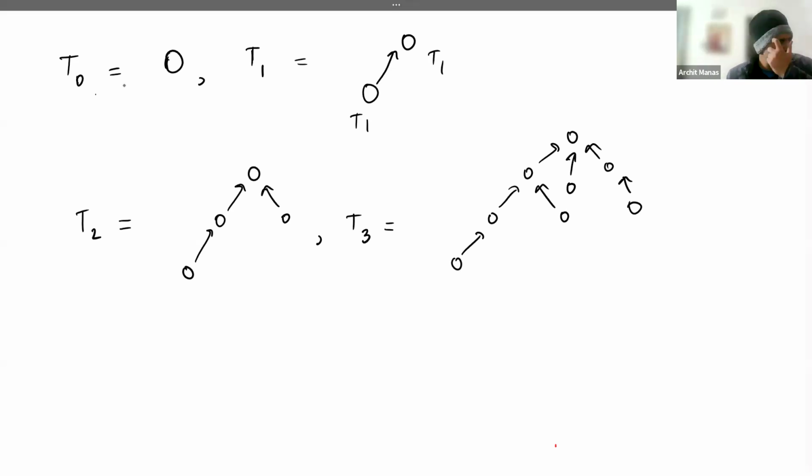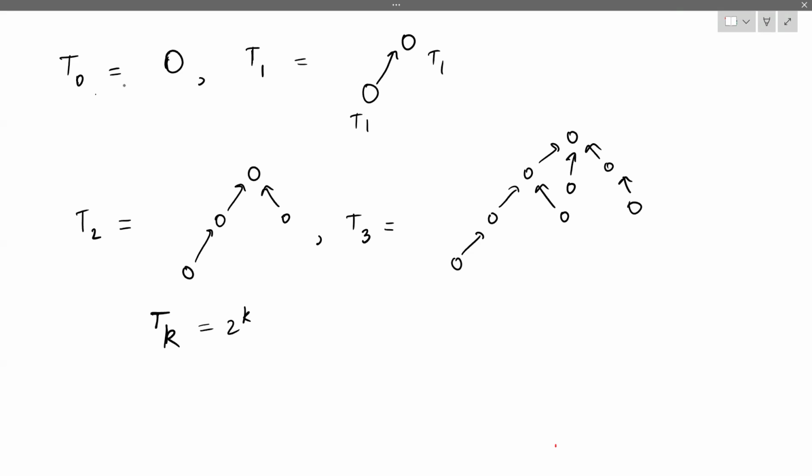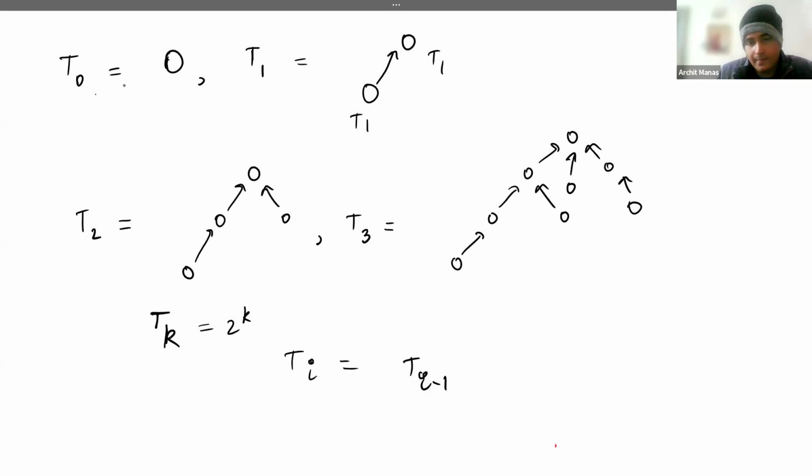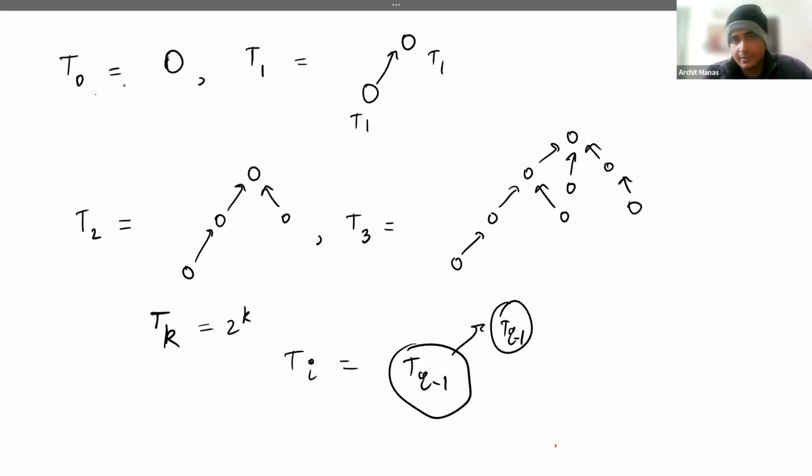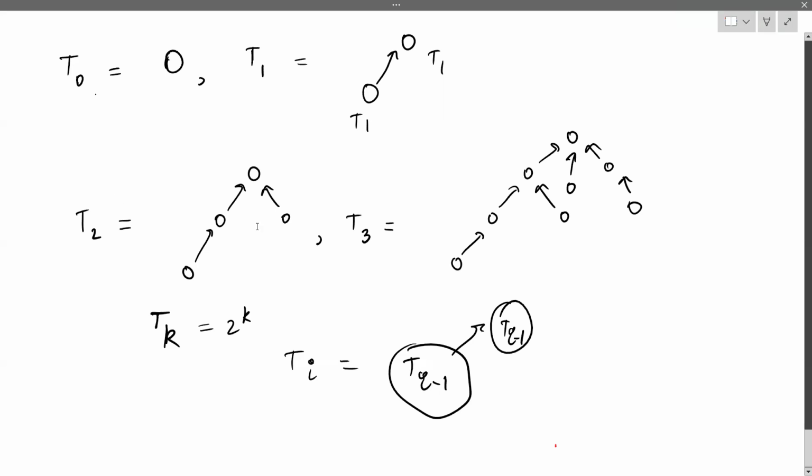So can anyone tell me how many vertices Tk has? 2 to the power k, right? Because each step we double the number of vertices. What are the vertices again in the graph? What do they represent? The vertices represent the numbers, the a_i, yes. And the edges represent the information that we have about them. And what do we define Ti as? Ti is defined as a Ti minus 1 pointing to another Ti minus 1. And this connection is between the two roots of Ti minus 1.